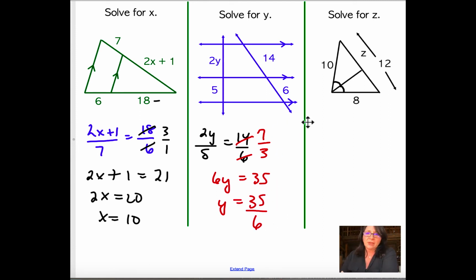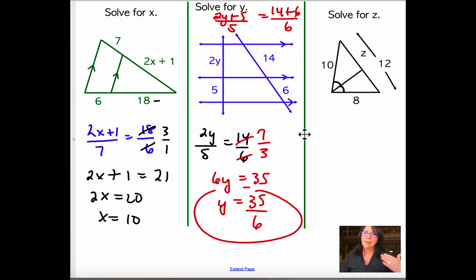Another option, just to throw this out there, would be to do something like this, where you would write, let's say, 14 plus 6 over 6 is equal to 2y plus 5 over 5. And just a heads up, that's how they do it on the SAT a lot of times. That's just another way to write the proportion, and you could still cross multiply and solve and you still get the same answer. It's just another way to write it, okay?